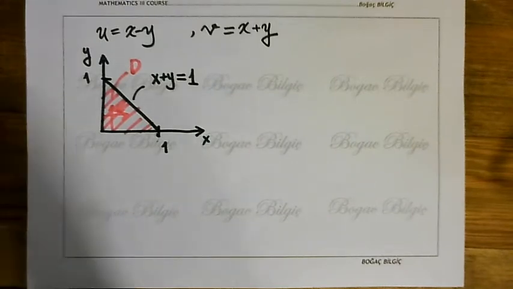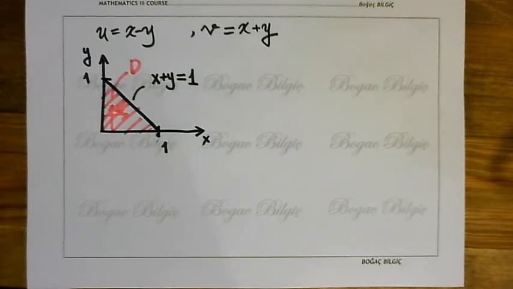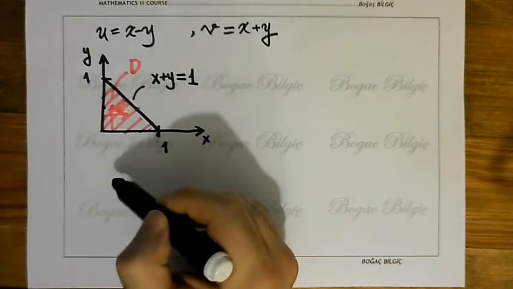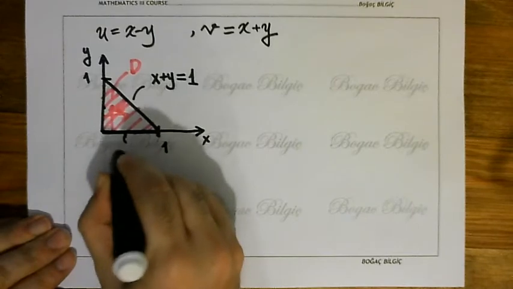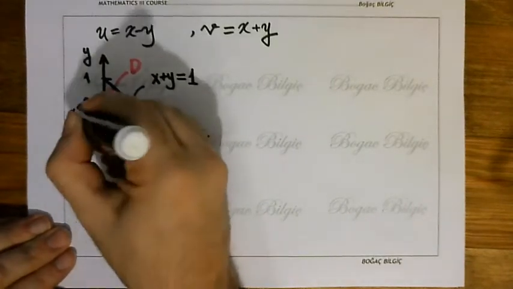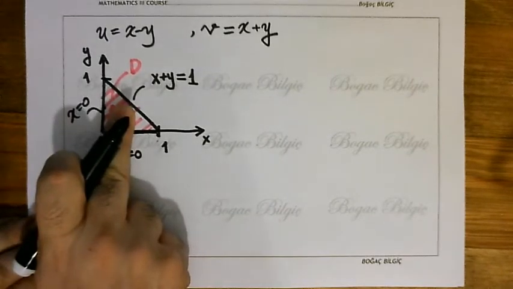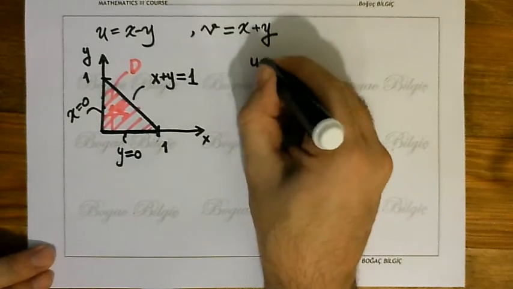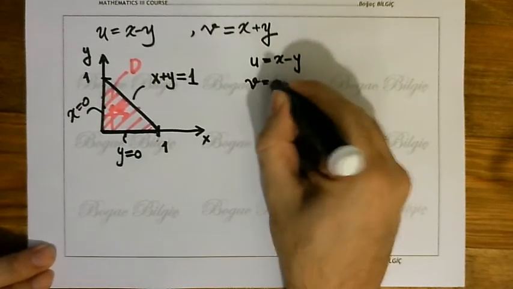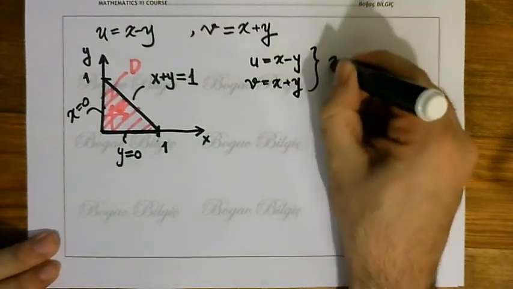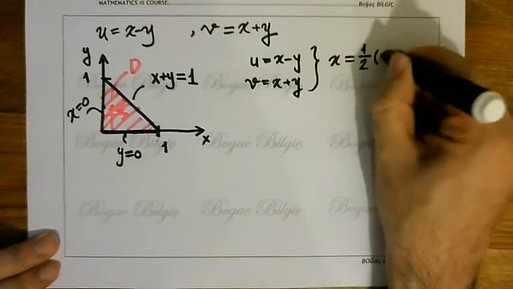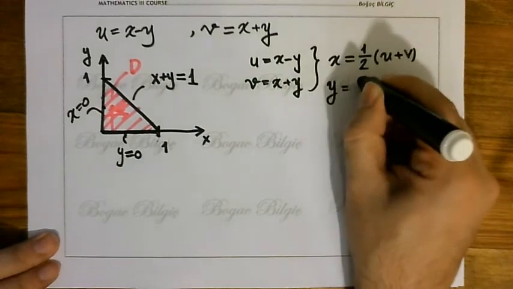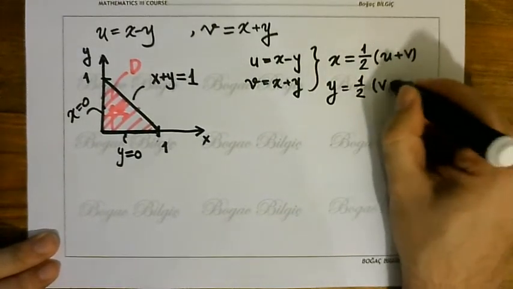To find the region D* in the uv plane, observe that the sides of D lie on the lines y is equal to 0, x is equal to 0, and x plus y is equal to 1. With u is x minus y and v is x plus y, x is equal to one half of (u plus v), y is one half of (v minus u).